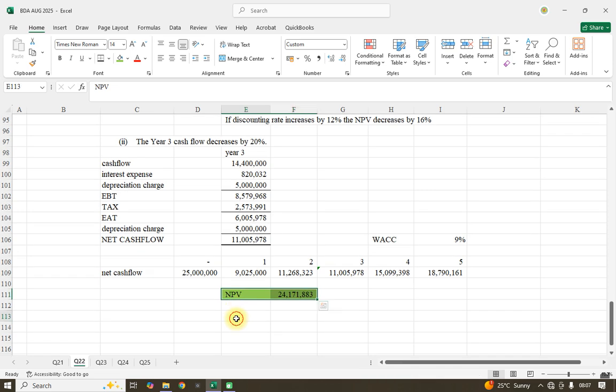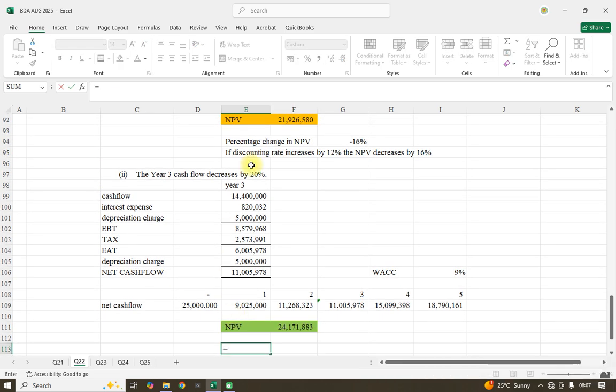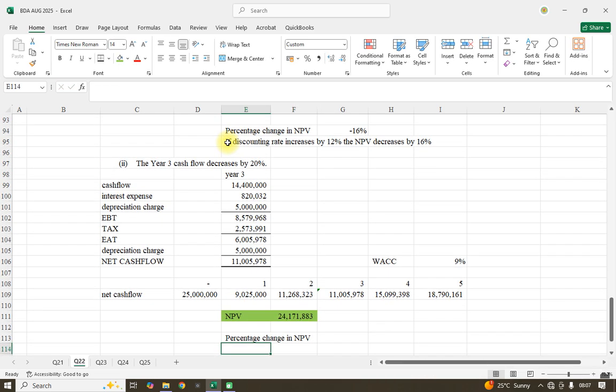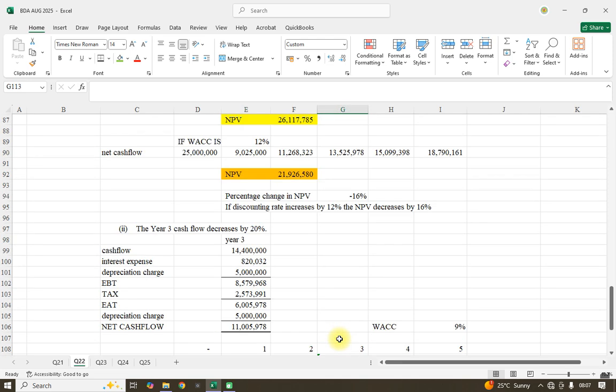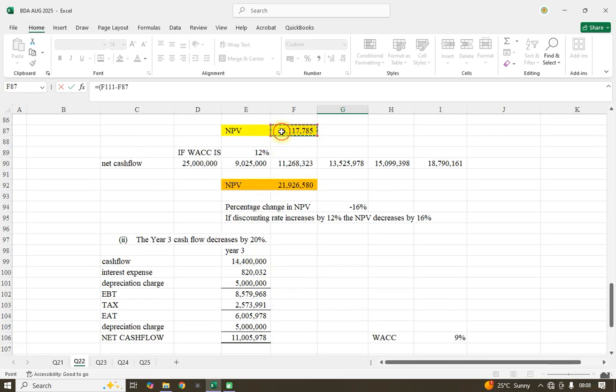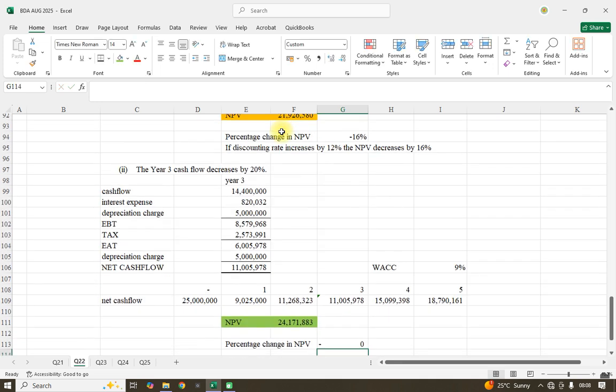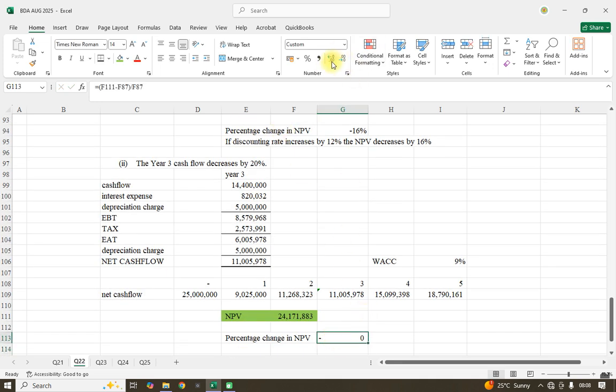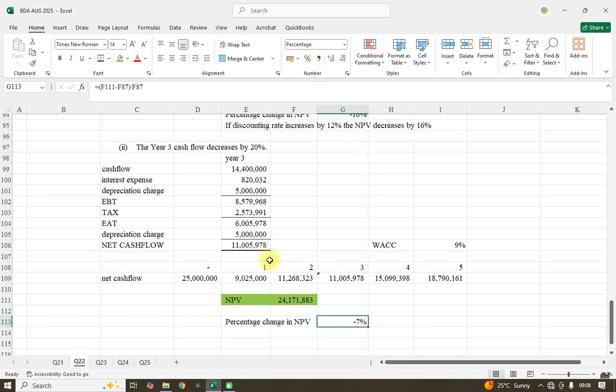NPV. So percentage change in NPV. We shall take the new one minus the base. Our base is here, over the base, and you convert this to percentage, 7%.